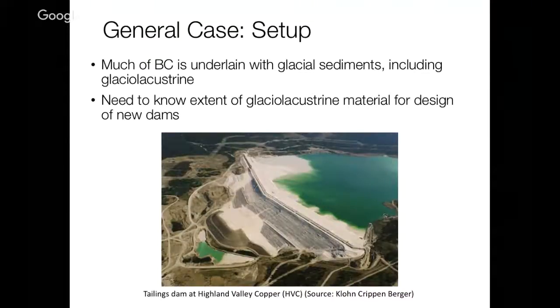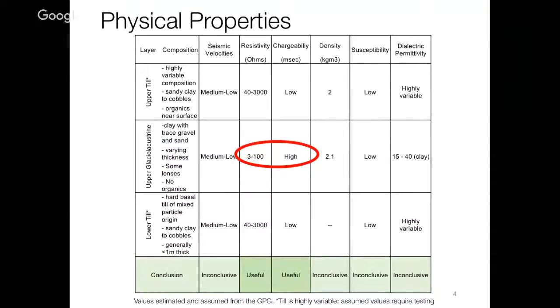We'd want to see what we would do differently before the failure, before the dam was even set up, so we could identify potential glacial lacustrine material. A quick glance at the physical properties of the glacial lacustrine layer and the till demonstrates that resistivity and chargeability are really the only ones that will help us identify it.